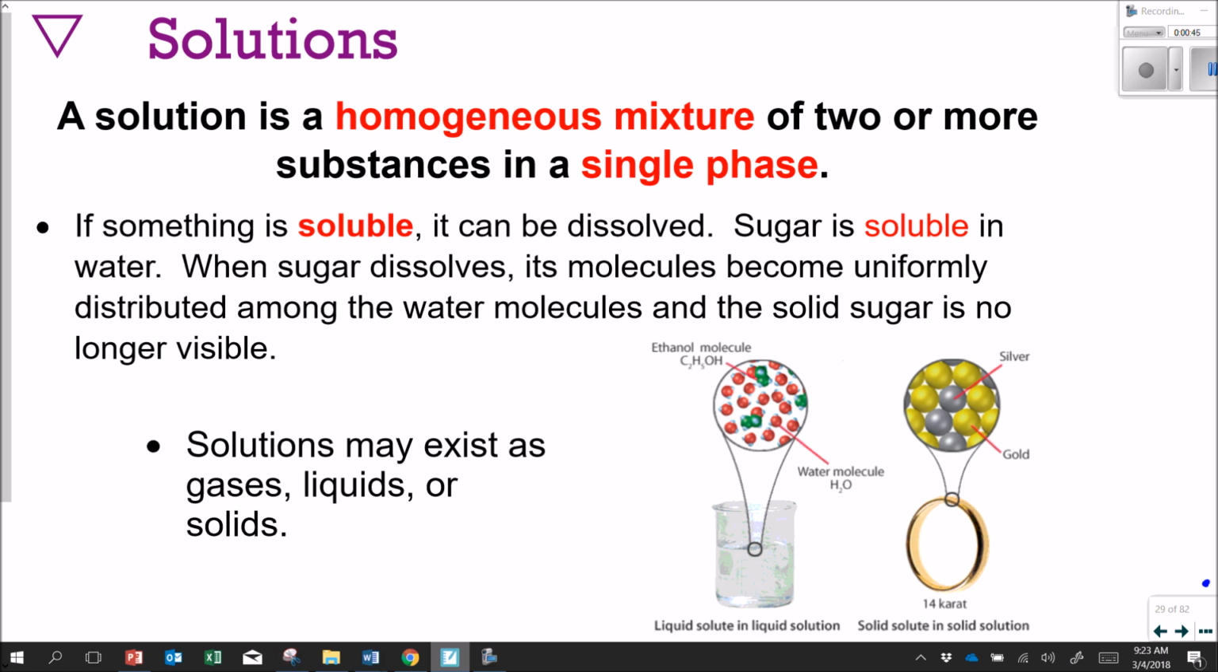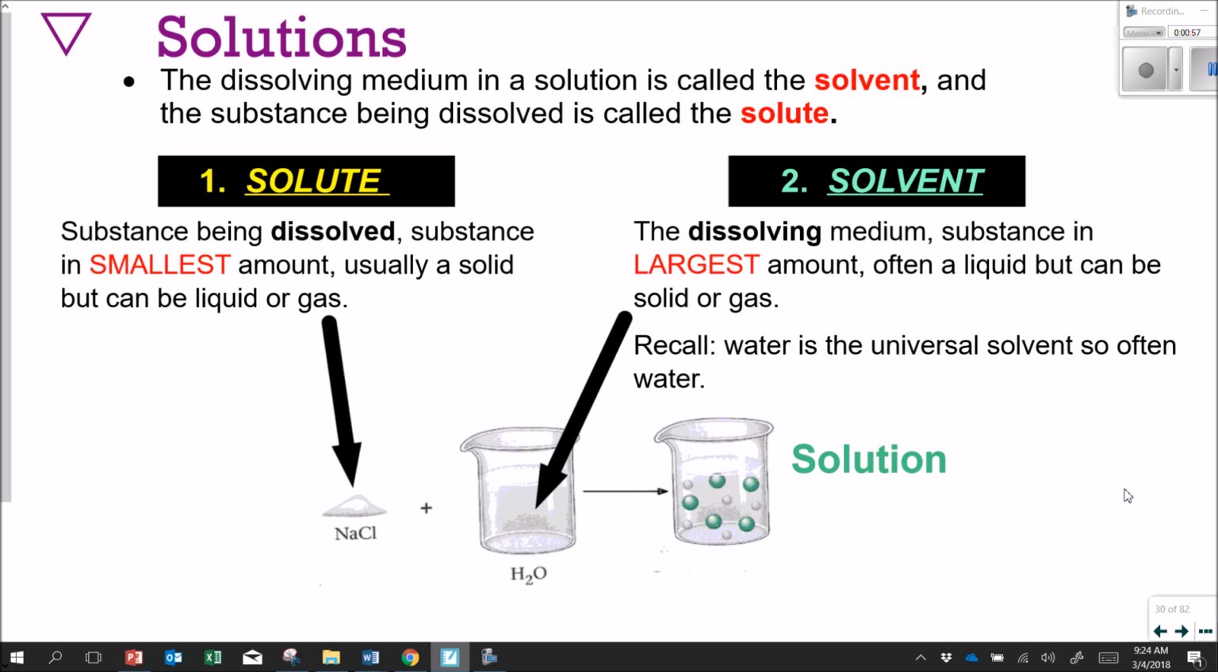Solutions can exist as gases, liquids, or solids. You may be more familiar with liquid solutions, but the other two are possible also. The dissolving medium in a solution is called the solvent. It is the substance in the largest amount. It is often a liquid, but it can be a solid or gas. Remember that water is the universal solvent, so the solvent is often water.